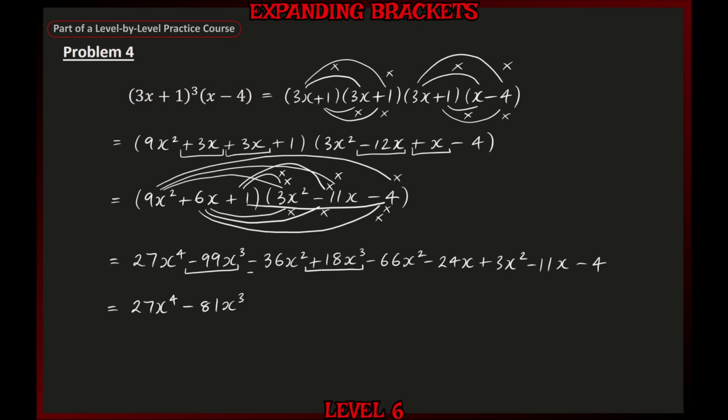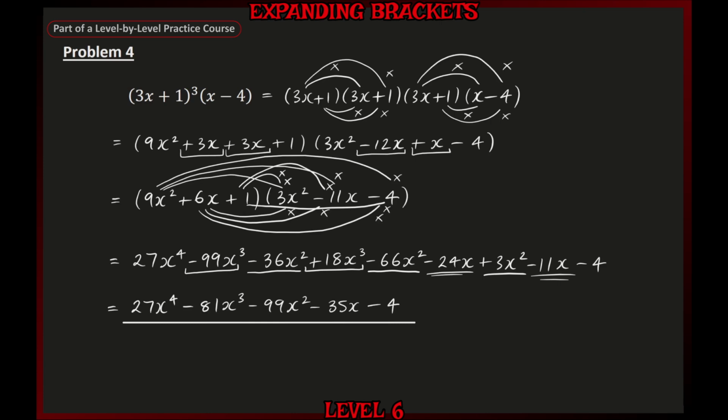Moving on to the x squareds, we have minus 36x squared minus 66x squared. That gives us minus 102x squared, plus 3x squared gives us minus 99x squared. We now move on to the x's, so we have a minus 24x minus 11x, which is minus 35x, and the minus 4 at the end is on its own. So our final answer to problem 4 is 27x to the power of 4 minus 81x cubed minus 99x squared minus 35x minus 4.